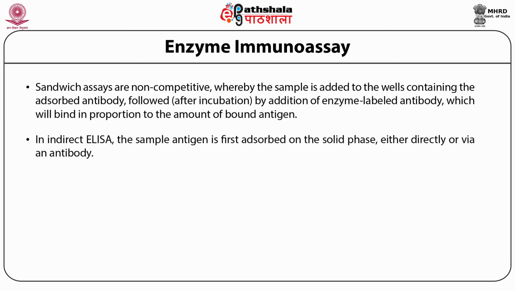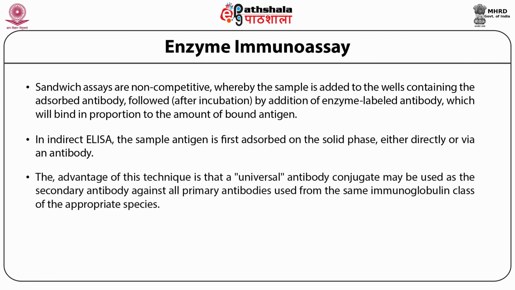In indirect ELISA, the sample antigen is first adsorbed on the solid phase either directly or via an antibody as above. Then the unlabeled primary antibody is added, incubated and washed. Finally, a secondary labeled antibody is added, incubated and washed. Then again the enzyme activity is proportional to the antigen present.